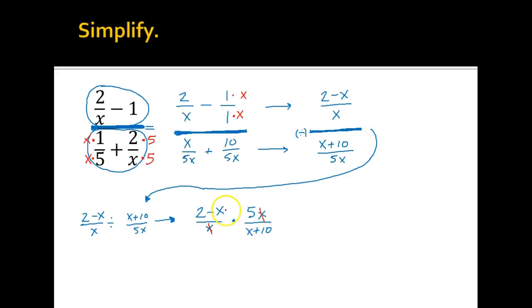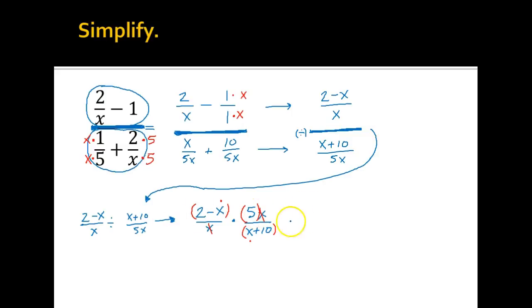Now notice we also have an x here and an x here, but those can't be canceled because they are part of a bigger thing. It's not just x, it's 2 minus x. And so we would have to have another 2 minus x in the denominator in order to cancel that. Same thing with this x, it's x plus 10. So we need another x plus 10 in the numerator to cancel that. So we end up with 2 factors in the numerator, 2 minus x and 5, and 1 in the denominator, x plus 10. And we can multiply those together if we want to.